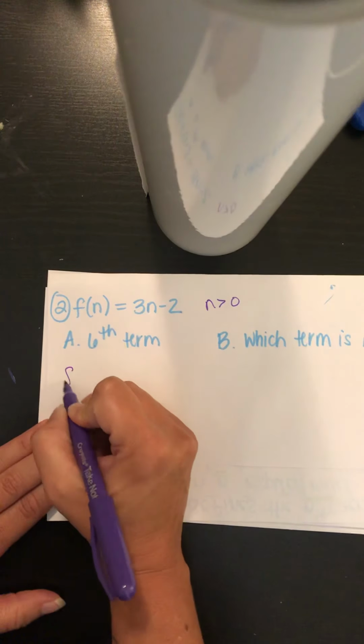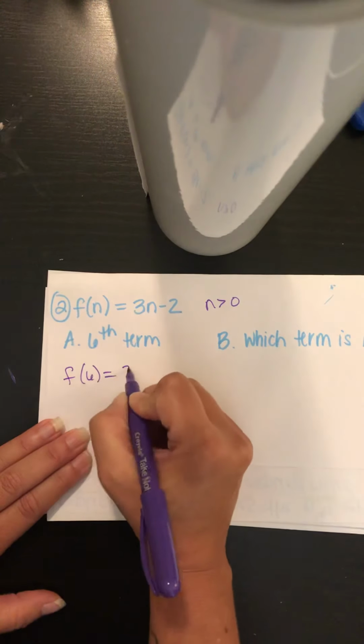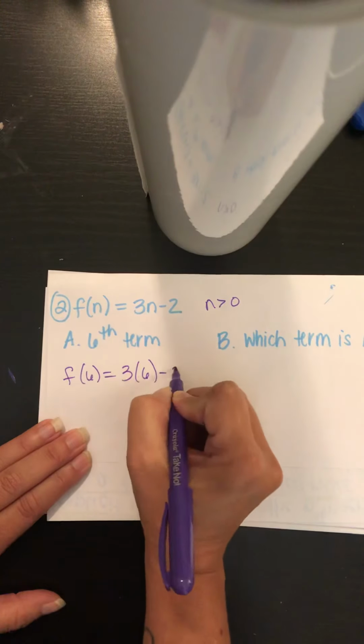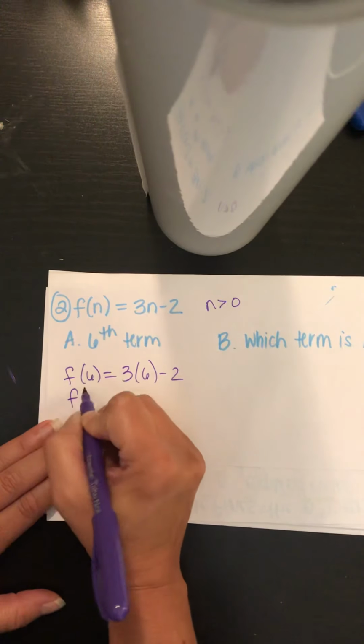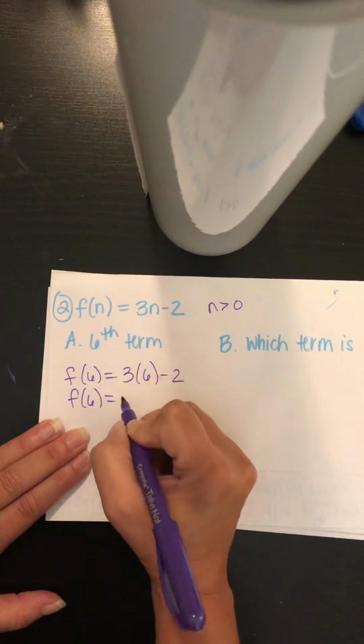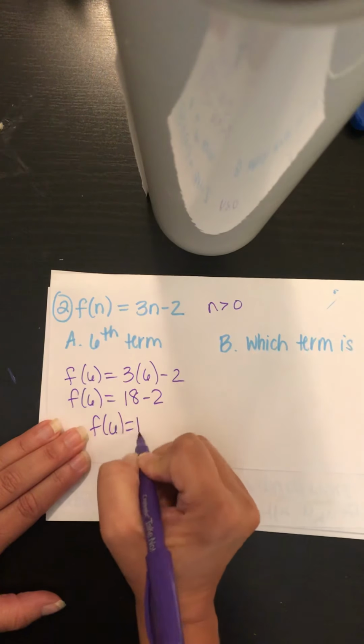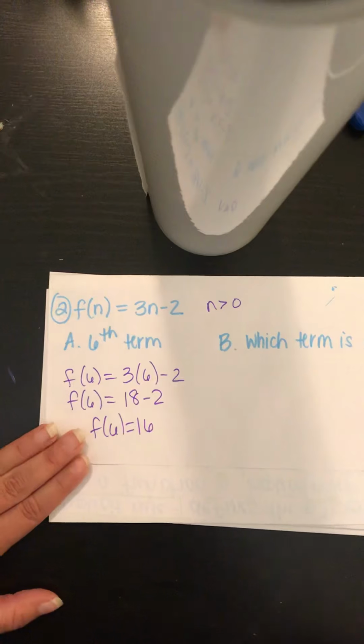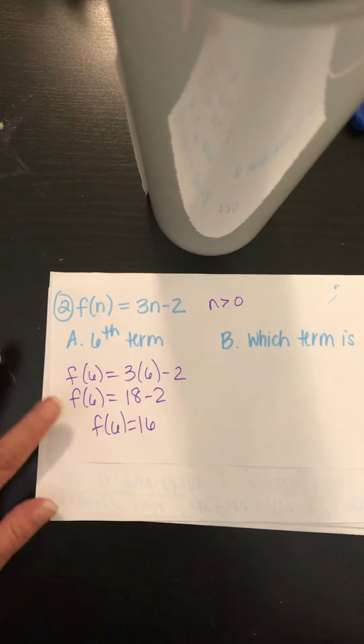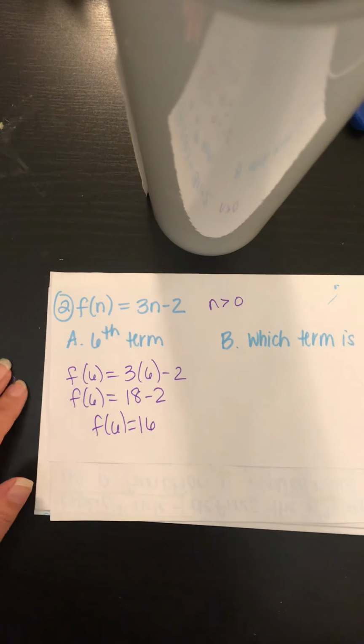Okay, so f of 6 equals 3 times 6 minus 2. 3 times 6 is 18. 18 minus 2 is 16. So in this case, the 6th term of the sequence would give me 16.